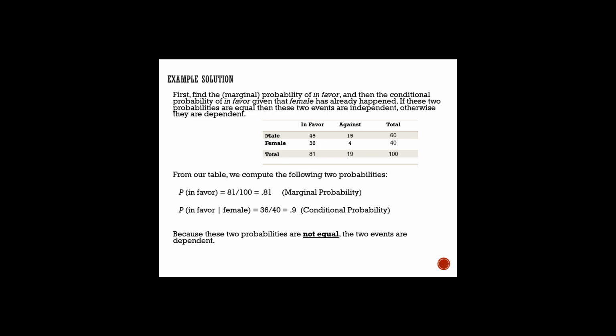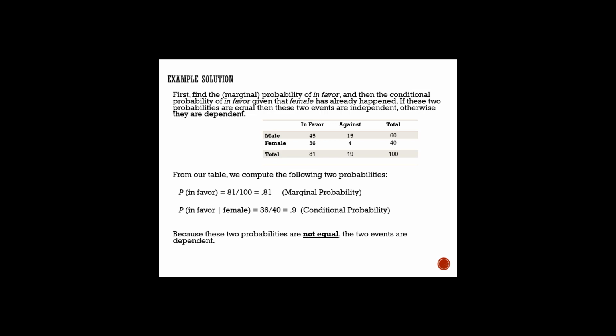So first we look at the marginal probability of in favor. What's the probability that in favor happened? Well, it's a marginal. It only deals with those numbers in the margins. 81 out of 100 were in favor, and that's 0.81. Then we look at the conditional probability of somebody being in favor given that they were female. Now this time we only look at the in favor condition of female. So it's only that middle row that we're looking at. So we're looking at the number of females in favor. That's 36 out of the total of females, and that's 40. So 36 out of 40 is 0.9.